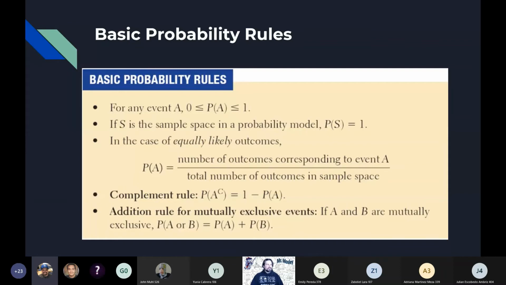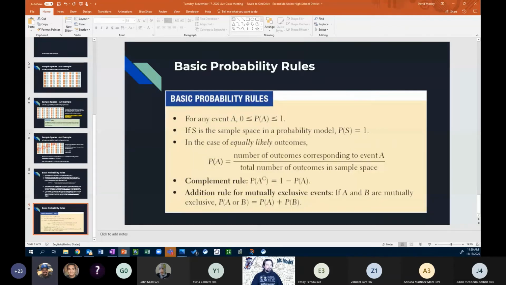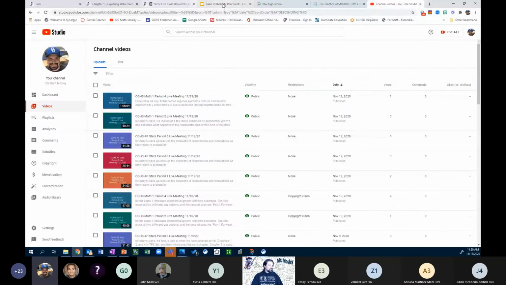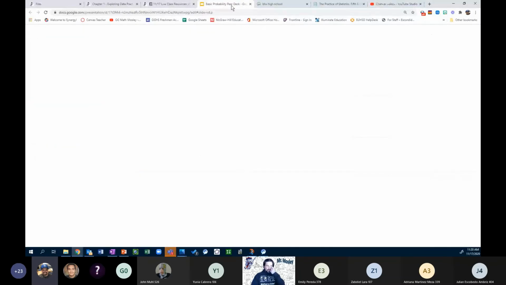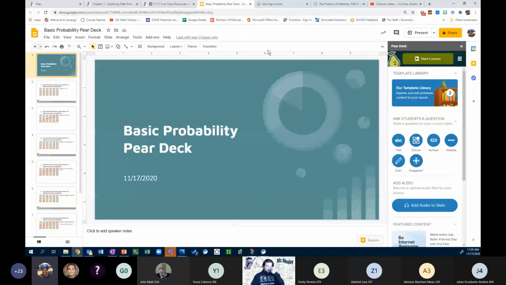All right, so here's where we're going to go next. We're going to do some practice with this. We're going to do a Pear Deck. We're going to do some examples using our sample space of the rolls of the dice to find different probabilities.